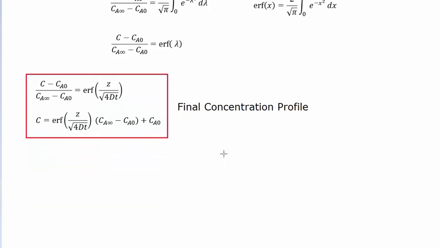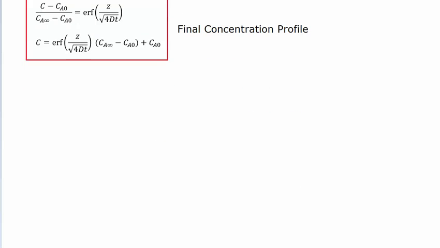And the concentration profile will look like this. Written explicitly in terms of C, it'll look like this. Written more commonly, you'll see it like this up here. Okay, so what does this actually mean? What does this complicated expression actually mean? Well, let's take a little bit of a look at it.